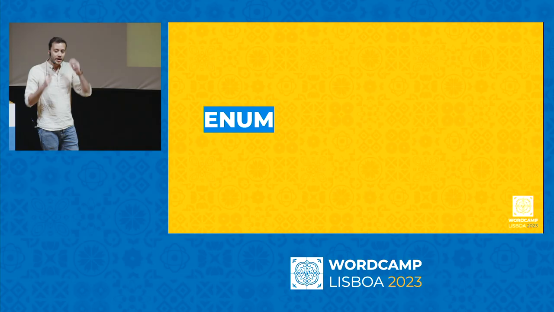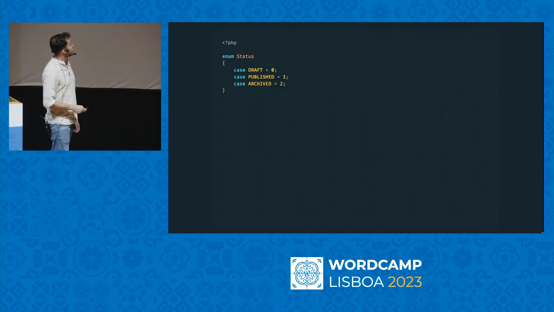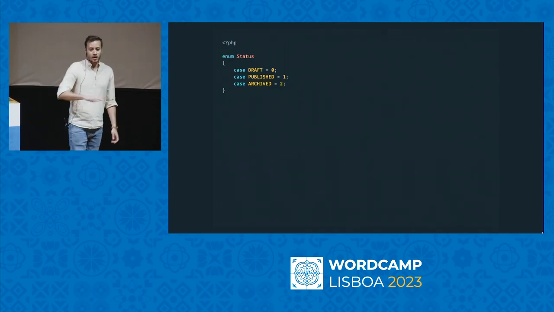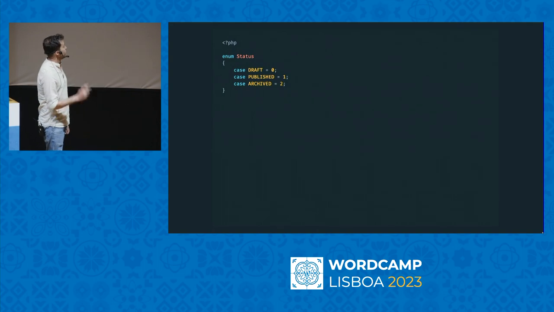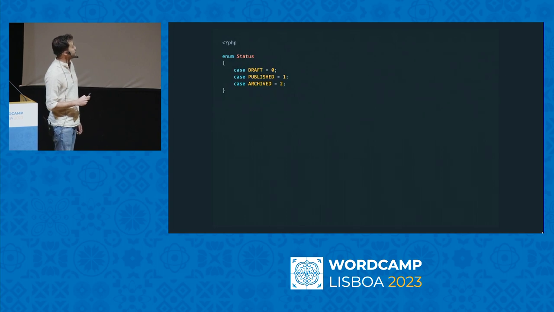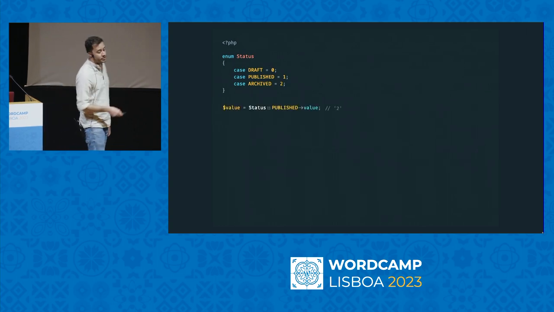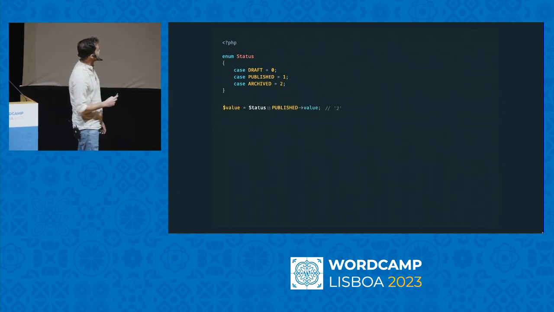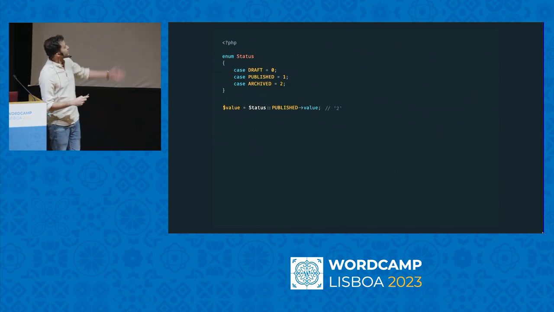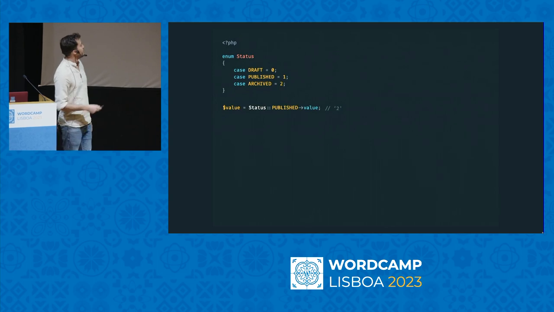It's a new way of creating classes, an enum, that does all this kind of validation for you. So you simply need to define, for example, an enum Status. You have your cases, draft, publish, archive, that correlate to some integer value, which could be in your database. And then you can straightforwardly start using it. You can access it like Status, then Publish, and if you try to get the value, it's going to return it for you.